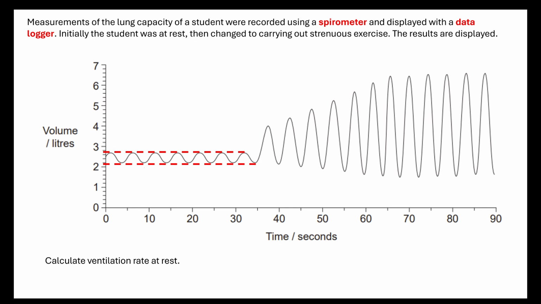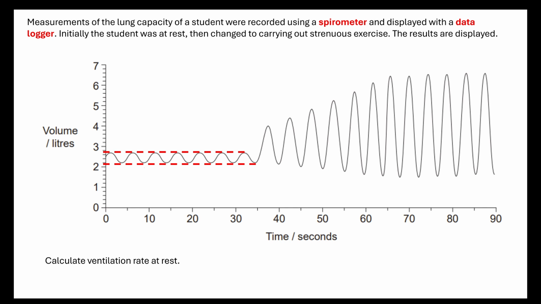So I can see straight away that in this question, the person was probably just at rest until about 35 seconds. So it's important when you're given information in a graph like this that you know how to interpret what it is that you're seeing. That's the first thing I would do: identify where my tidal volume is. I know that's the person's normal breathing, and that will help me to identify where they were at rest.